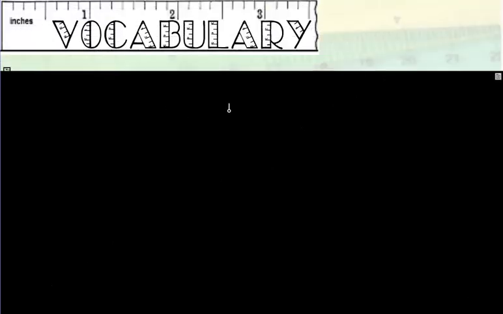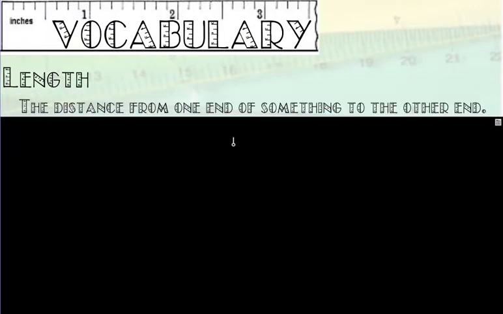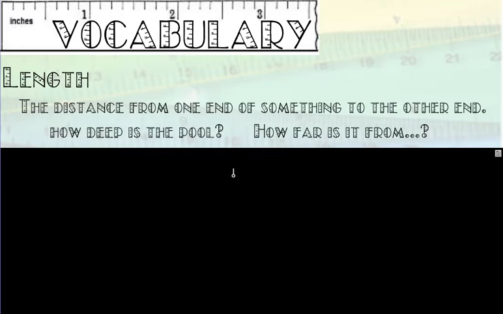Alright, so the first word that we're going to look at here is length. Length is the distance from one end of something to the other end. So when you're measuring length, you're measuring from one end to the other, whether it be from top to bottom, left to right, just from one end to the other. So questions for length would be, how deep is it, or how deep is the pool? Depth would be a type of length. How far is it from? These are questions that you'll hear that tell you that you are looking for the length.